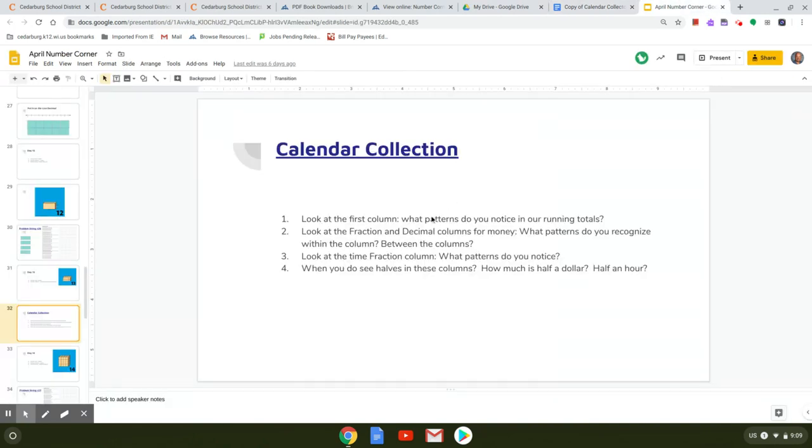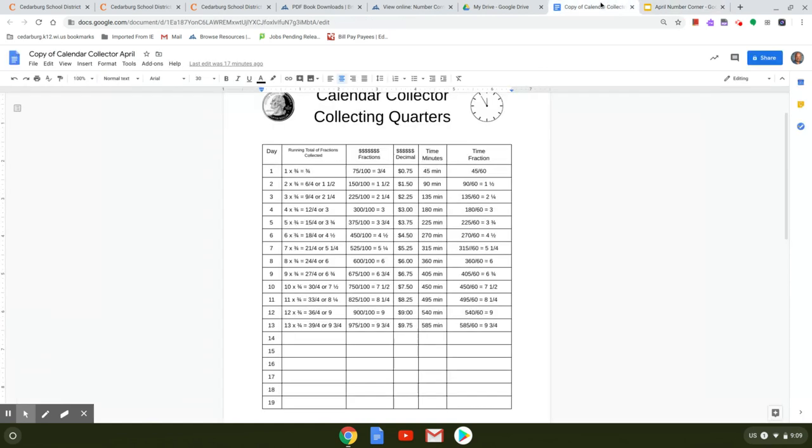And then if we look at the columns in the total time fractions, they also match actually the fractions of money. But the fractions don't match, right? This is 450 100ths. This is 270 60ths. But yet, when reduced, it equals the same fraction.